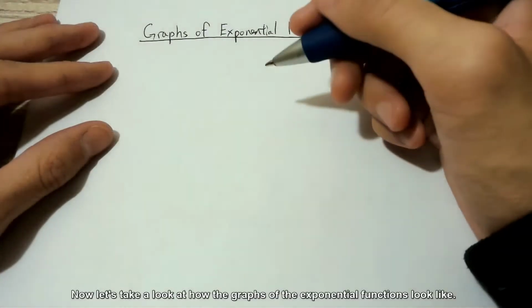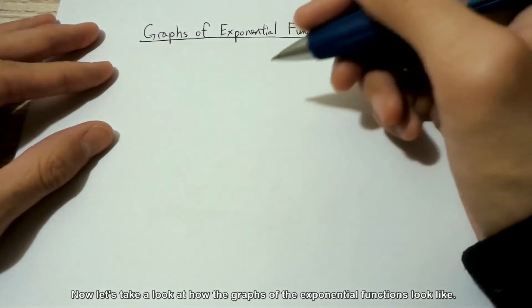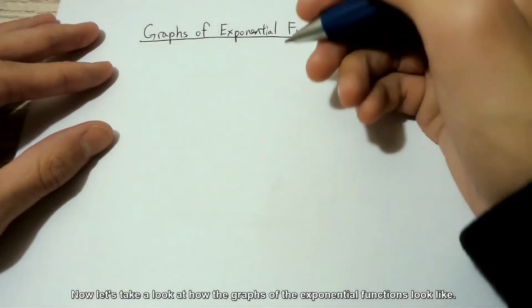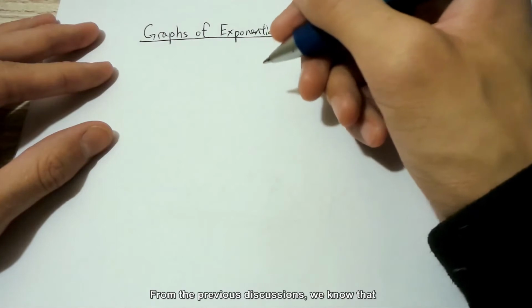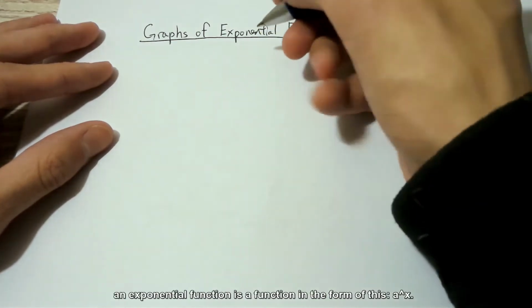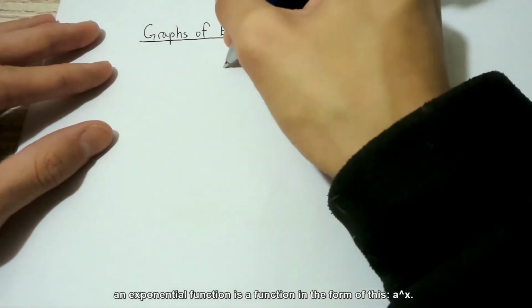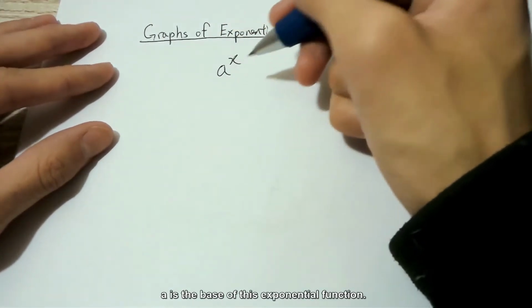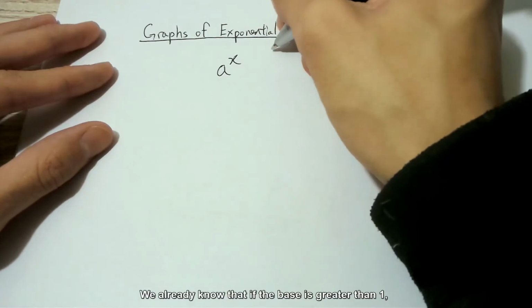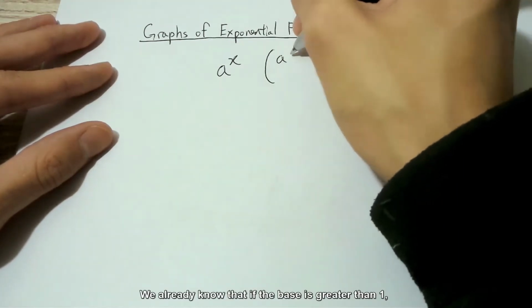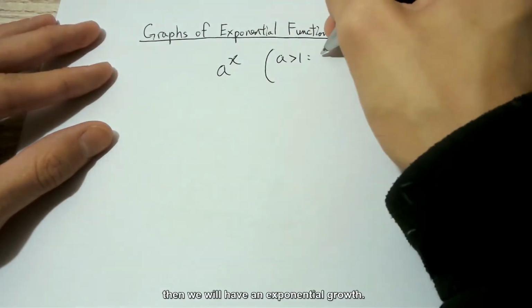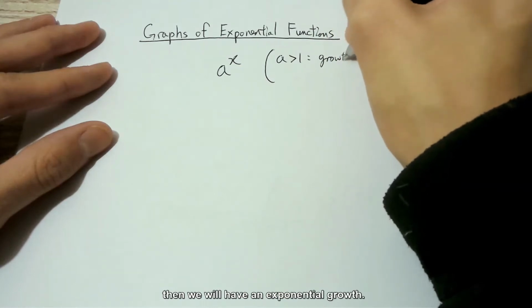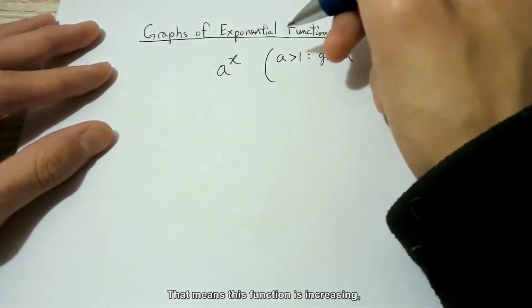Now let's take a look at how the graphs of the exponential functions look like. From the previous discussions, we know that an exponential function is a function in the form of a to the power x. a is the base of these exponential functions. We already know that if the base is greater than 1, then we will have an exponential growth. That means this function is increasing.